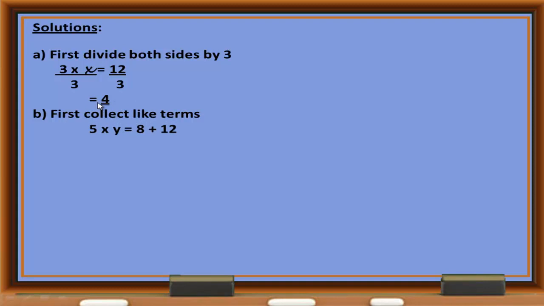B. First collect like terms. 5 times y is equal to 8 plus 12. 5 times y is equal to 20. Now divide both sides by 5. y is equal to 4.